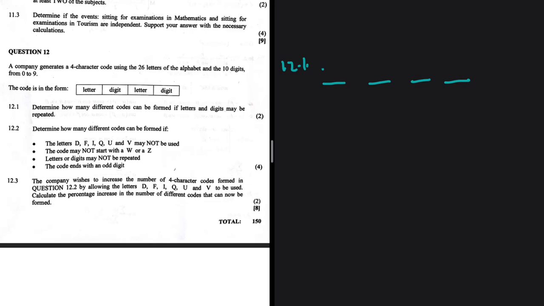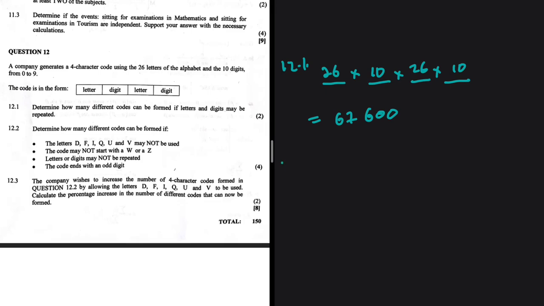So how many letters do we have? We have 26, right? And then how many digits do we have? We have 10. But repetition is allowed, right? So when we fill the third spot with a letter, we still have 26 options. And when we fill the fourth spot with the digit, we still have 10 options. So the answer here is 26 squared multiplied by 10 squared, which is 67,600. So there we go. That is the answer to 12.1.